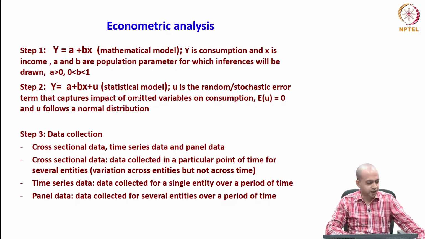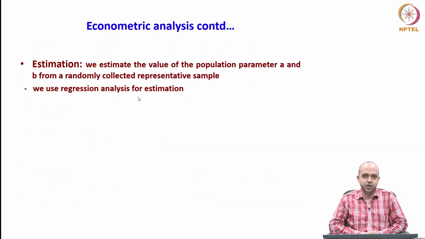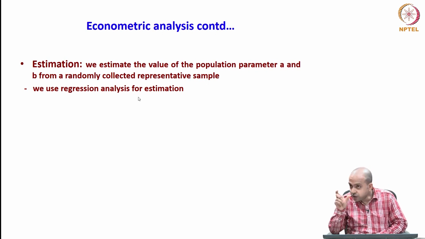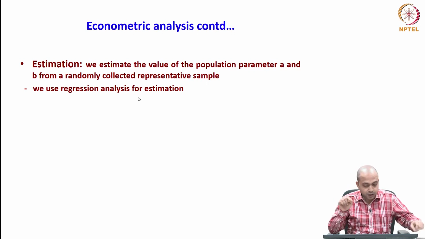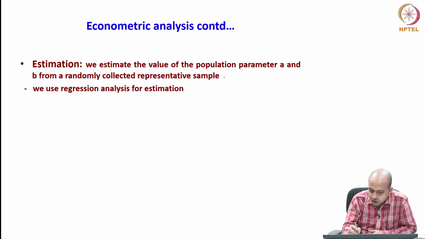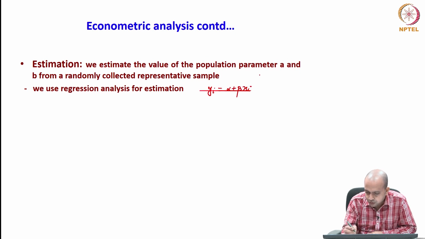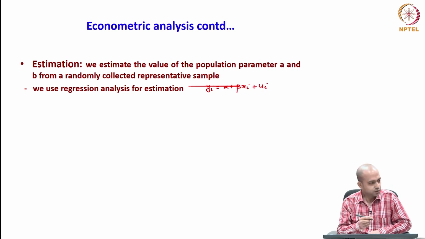Once you collect the data, the next step is basically estimation. So, what is estimation then? That means you remember we have specified a statistical model y equals to alpha plus beta xi plus ui. This is the model we have used: yi equals to alpha plus beta xi plus ui. This is the model.